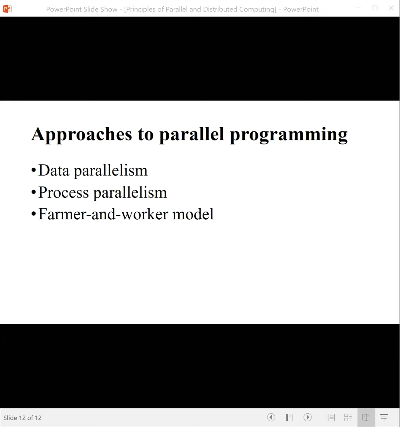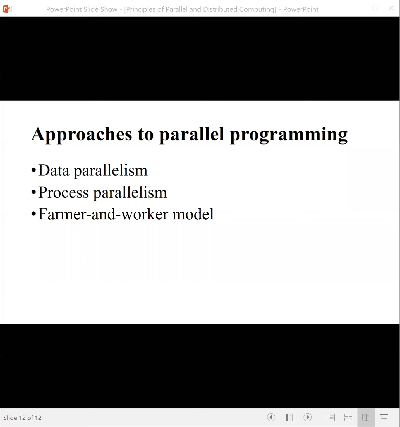And the second is process parallelism. In process parallelism, the given operation has multiple activities, so they can be processed on multiple processors. Multiple activities can be processed on multiple processors. That's called process parallelism.